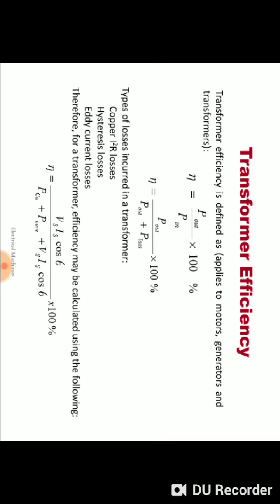Efficiency is nothing but the power output delivered to the secondary upon the power supplied, that is input power, multiplied by 100. Now input power is nothing but output power plus losses. So we can have efficiency equal to V2 I2 cos phi upon copper losses plus core losses plus V2 I2 cos phi, that is kVA rating.